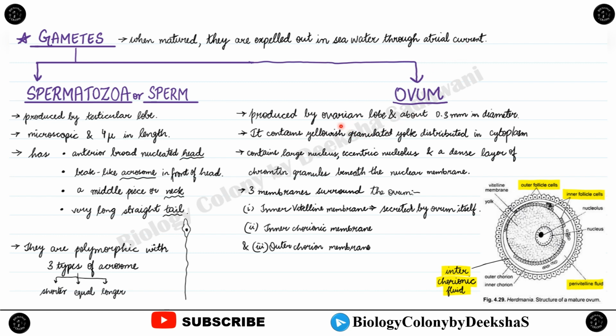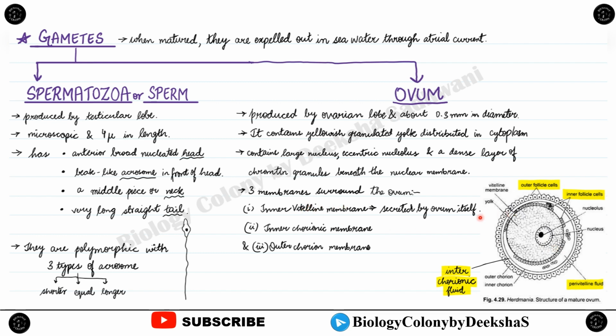Now let's talk about the ovum. It is produced by the ovarian lobe and is about 0.3 mm in diameter. It contains yellowish granulated yolk distributed in the cytoplasm. It also contains a large nucleus, as you can see in this diagram. It also has a nucleolus that is eccentric and a dense layer of chromatin granules beneath the nuclear membrane.